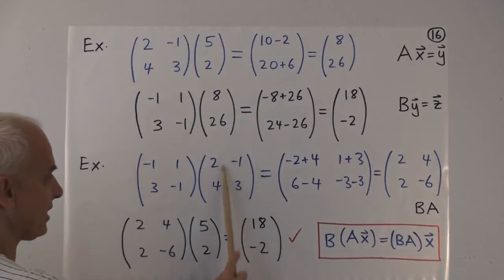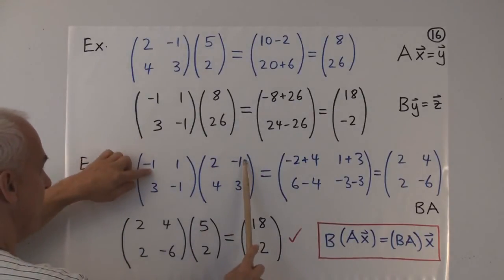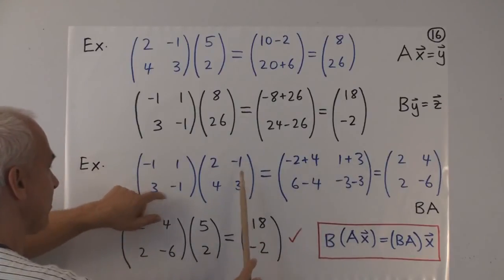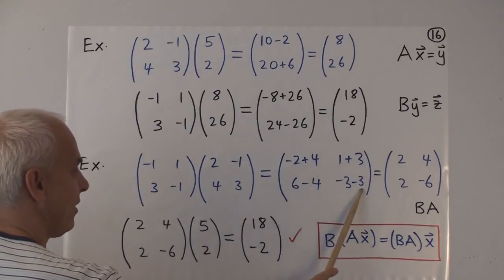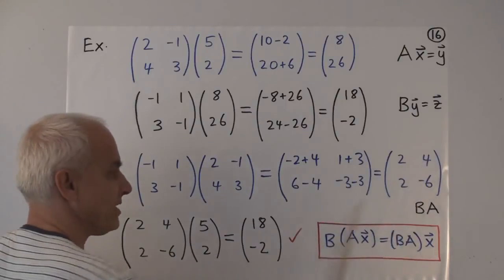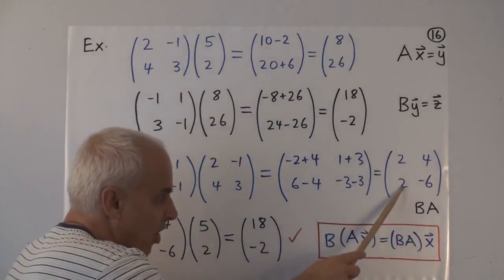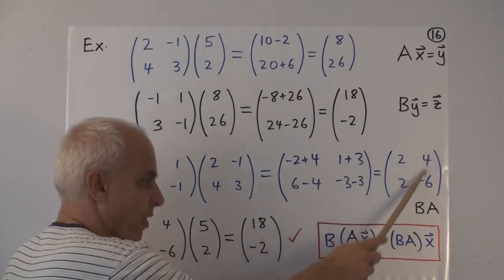And the second column, we take the second column here and multiply it. So minus 1 times minus 1, that's 1 plus 3, and minus 3 plus minus 3, which is a total of 4 minus 6. So when I'm actually working it out, I would work out this column first, and then I would work out the second column.